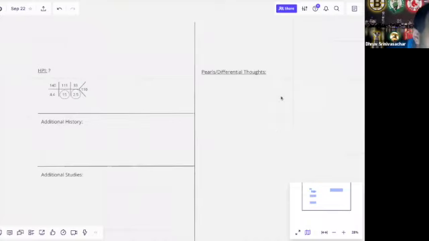BUN to creatinine ratio, I think, is close to 10-ish. So I think it suggests an intrarenal cause if this is an acute kidney injury, but we'd have to give him volume first just to see.